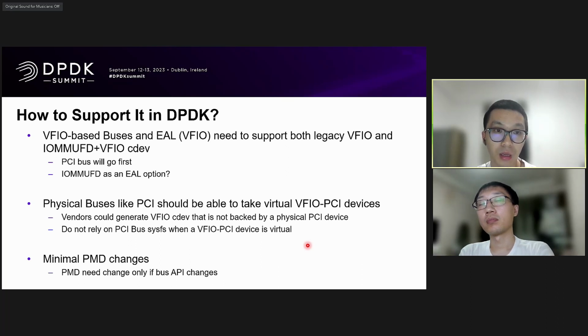and it also brings us one question: how does the application choose to use this new framework, because only applications that want to use new features will want to use this new framework. So maybe IOMMUFD can be a VA option to let the application choose. But this is an open question, and I think we could discuss it in the community and when the RC comes.